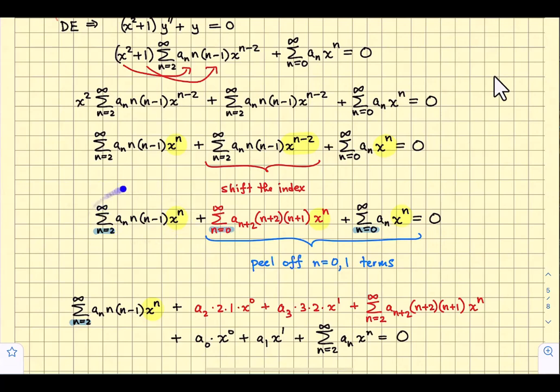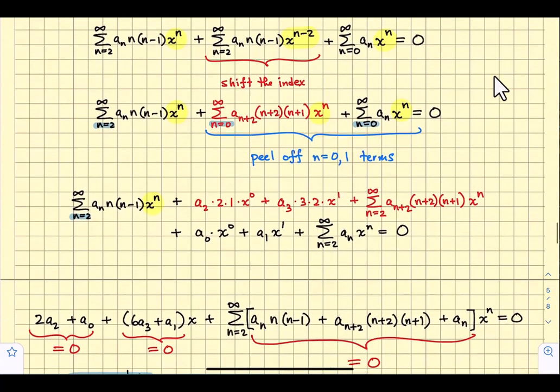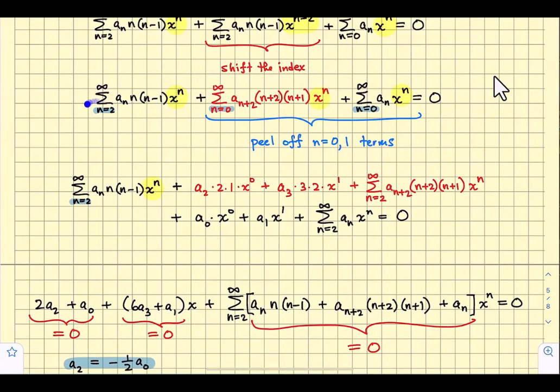The one that starts the latest is really ruling the day here. This starts at 2, so that means we need to peel off the n equals 0 and the n equals 1 terms off of this one, and the n equals 0 and n equals 1 term off of this one, and then we'll have 3 series that start at 2. So this just takes some patience. So let's leave this series alone.